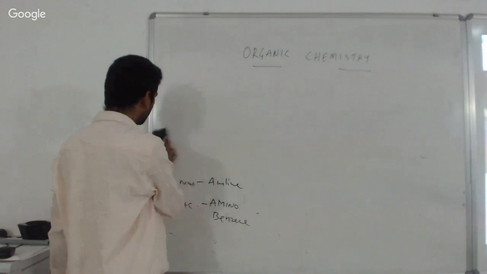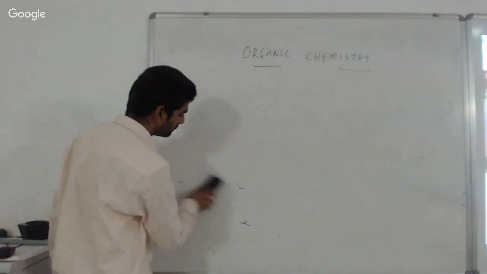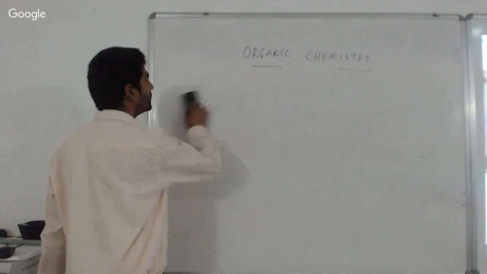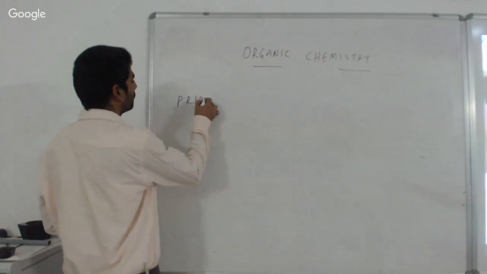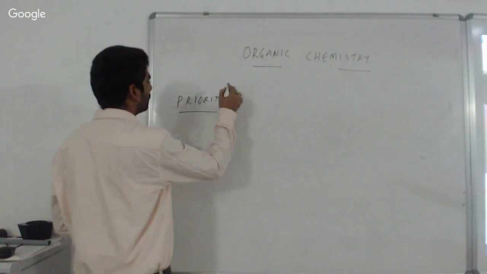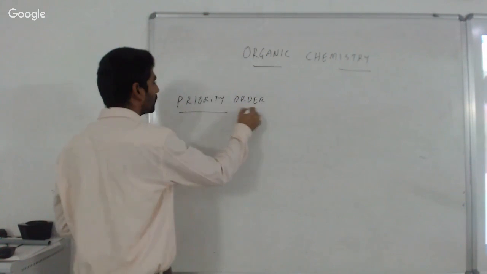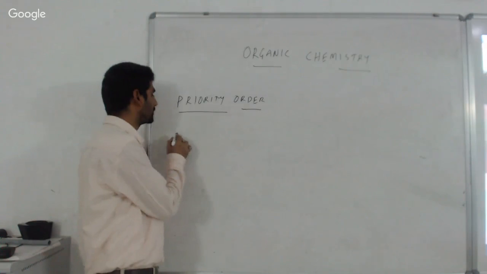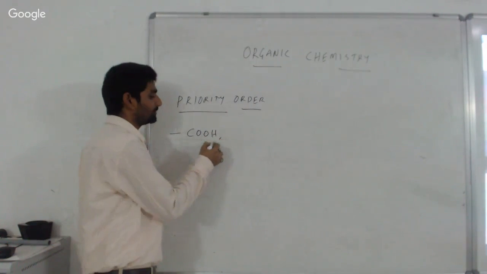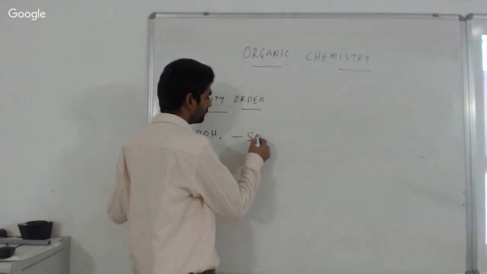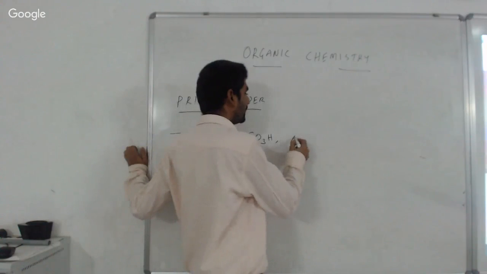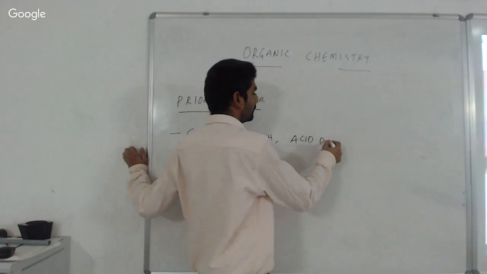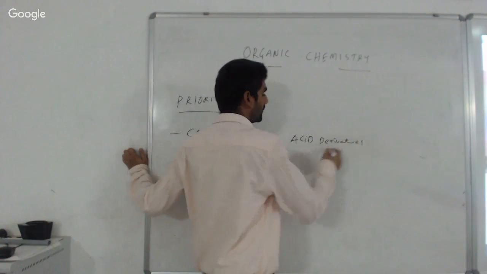These are the different functional groups with their IUPAC names and some common names. Then the priority order of these functional groups. The first priority group is carboxylic acid. The second one is sulfonic acid. Then acid derivatives, which you already know.